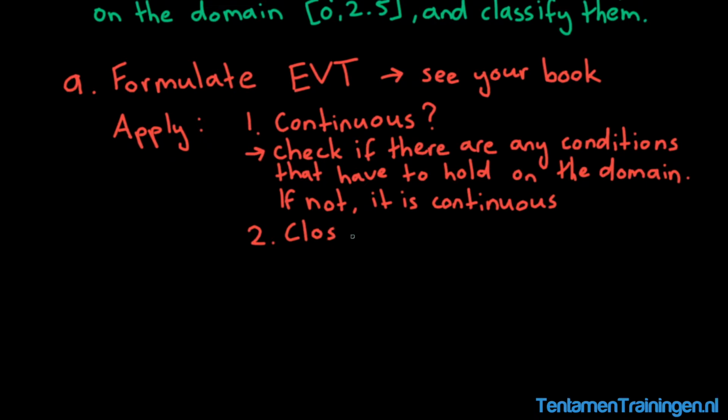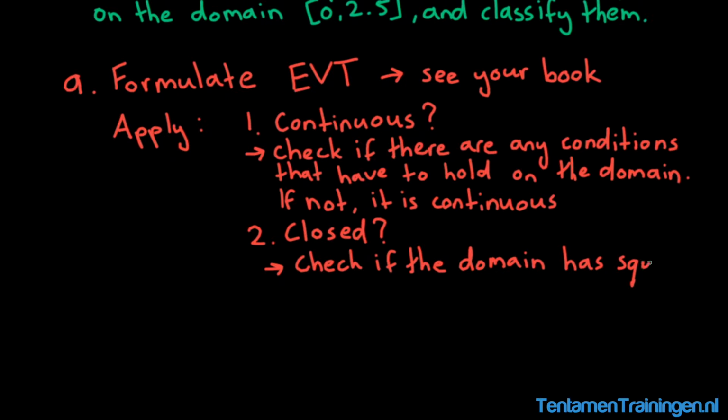The second thing you want to check is if it is closed. Your function is closed on the domain if the boundaries of the domain are between squared brackets. So check if the domain has squared brackets as boundaries, because this means that the endpoints are included in the domain. In other words, that your domain is closed. You can easily check this by looking at what kind of brackets you have for your domain.